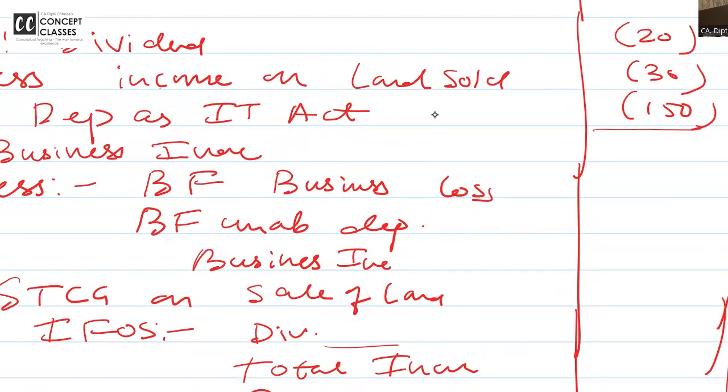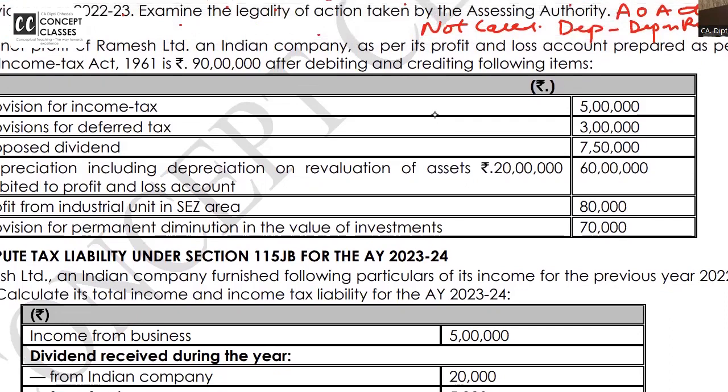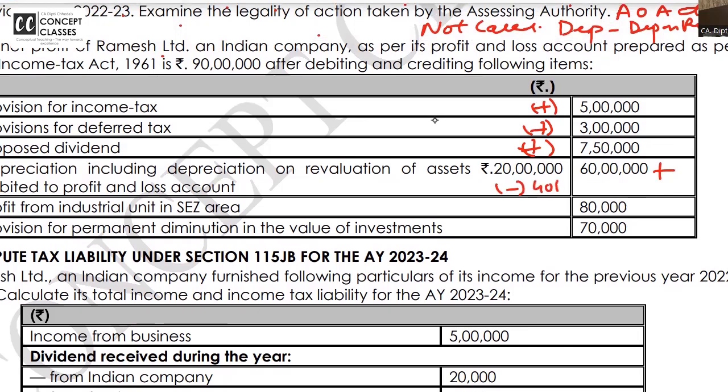Very good, very good. 2,10,000, 21,06,530. That's the correct answer. Yes. All of you got it? Those who have not done, why have you not done and why are you not sharing the answer? Ramesh has got 90 lakhs income, add provision for income tax, add provision for deferred tax, add proposed dividend, depreciation add back 60 and deduct 40 lakhs. Profit of SEZ, nothing to be done. Demonetization add back. You will get MAT.